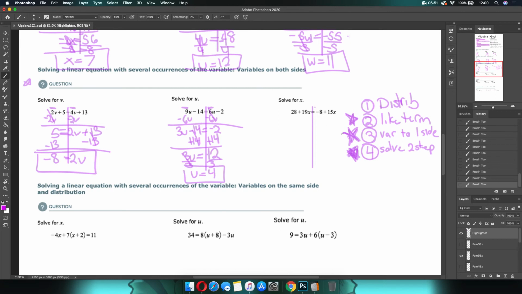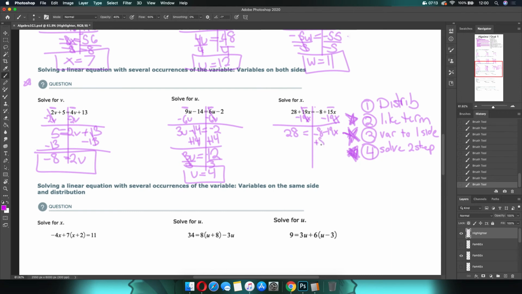Next up again, variable to one side. I have a 19 and a 15. Which one do I feel like moving? Let's live dangerously. Let's give ourselves a negative. So I'm going to minus 19x, and I'm going to minus 19x, because it literally doesn't matter. So 28 equals negative 8 minus 19x.